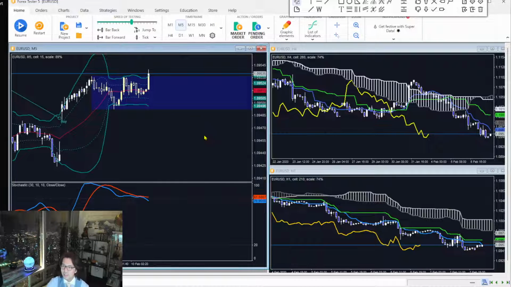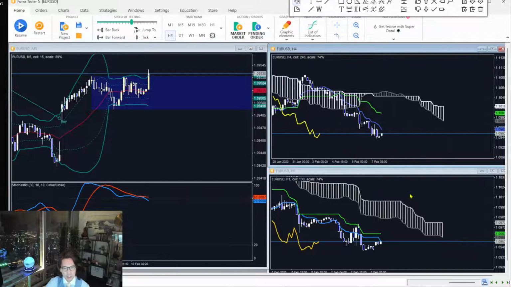Okay. So far so good. 4 hour is bearish, but 1 hour is not. So I wait for the 1 hour to turn bearish, and then talk about entry strategy.